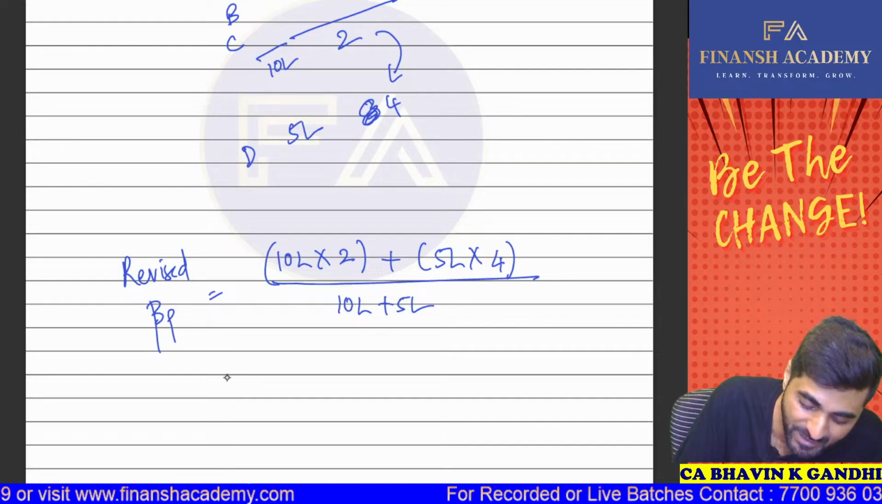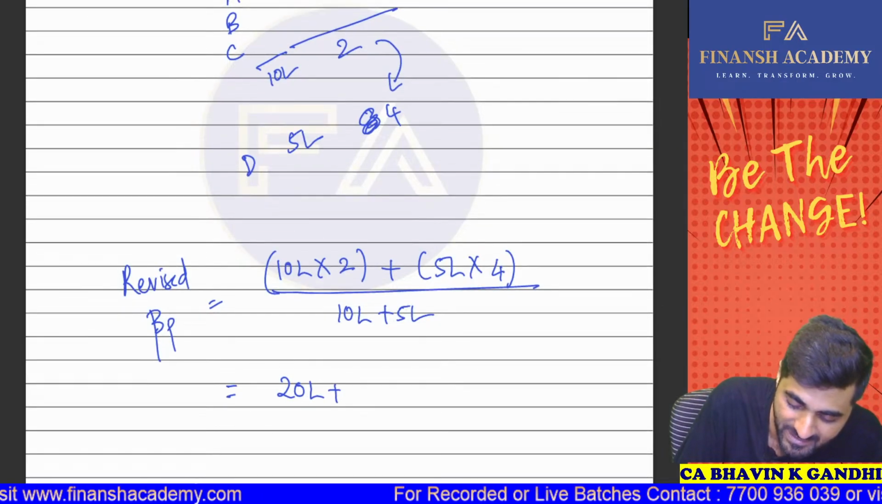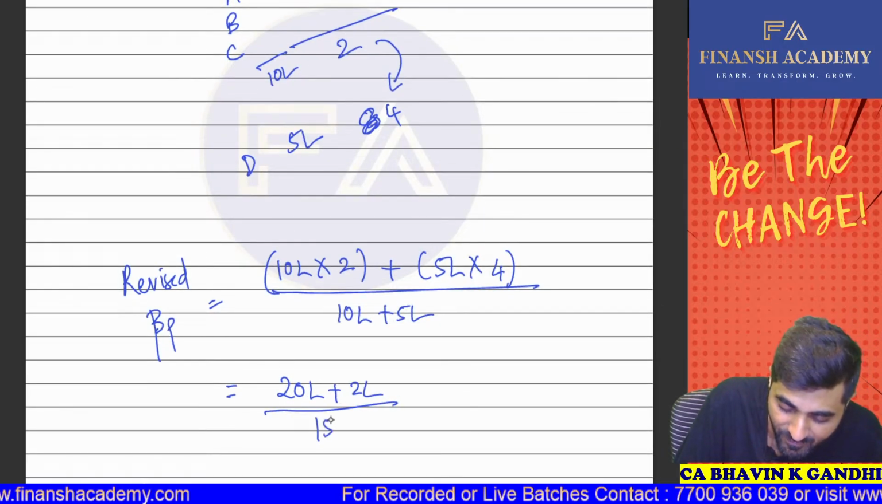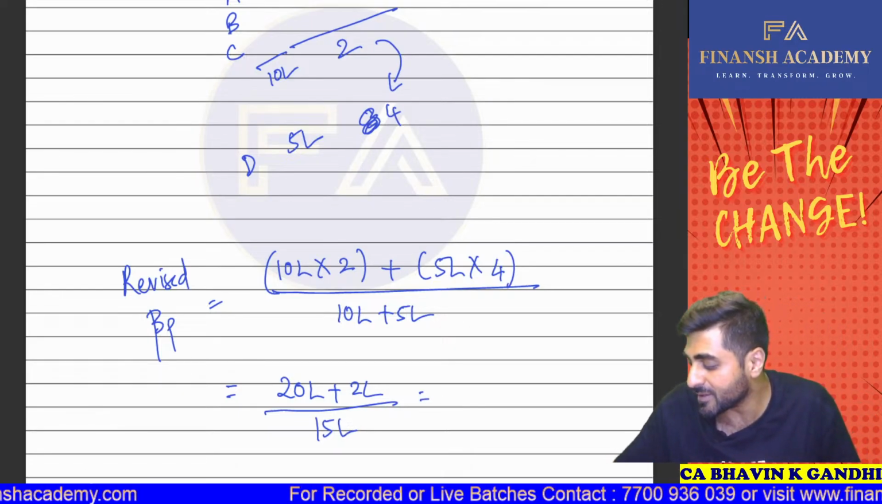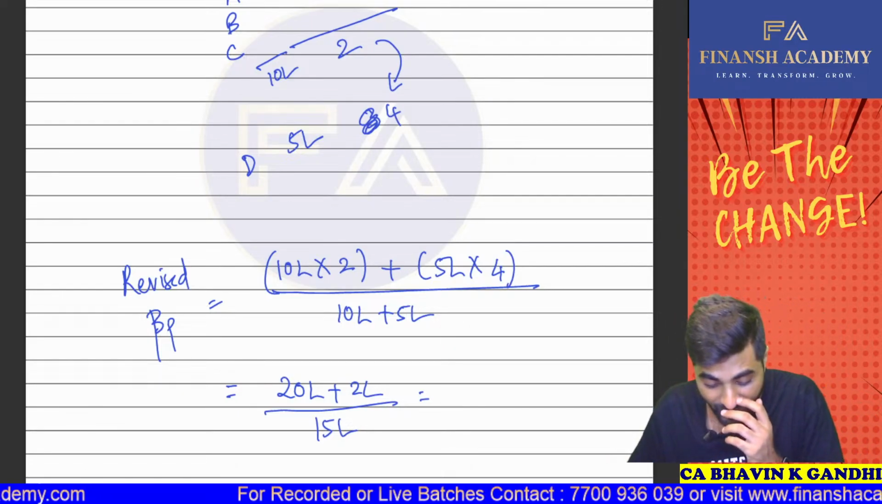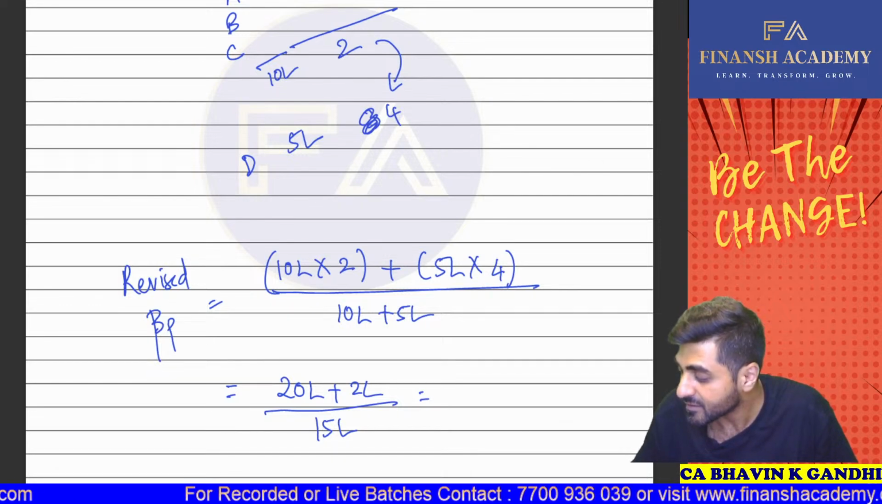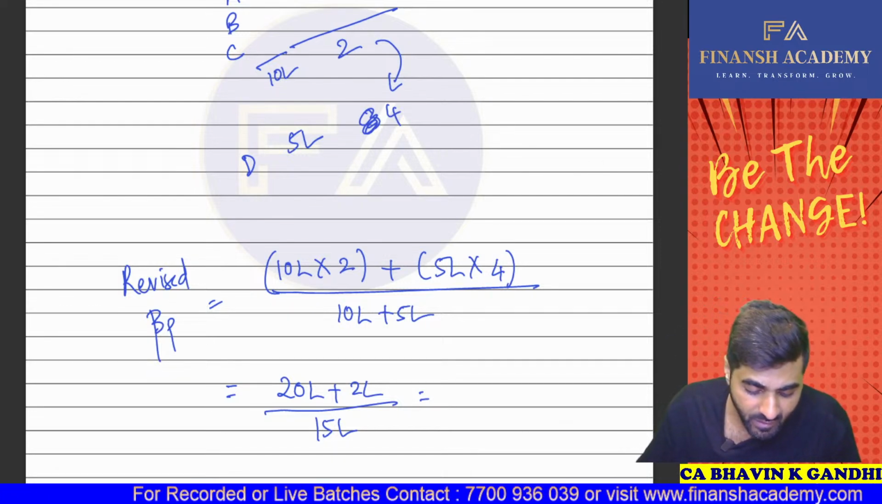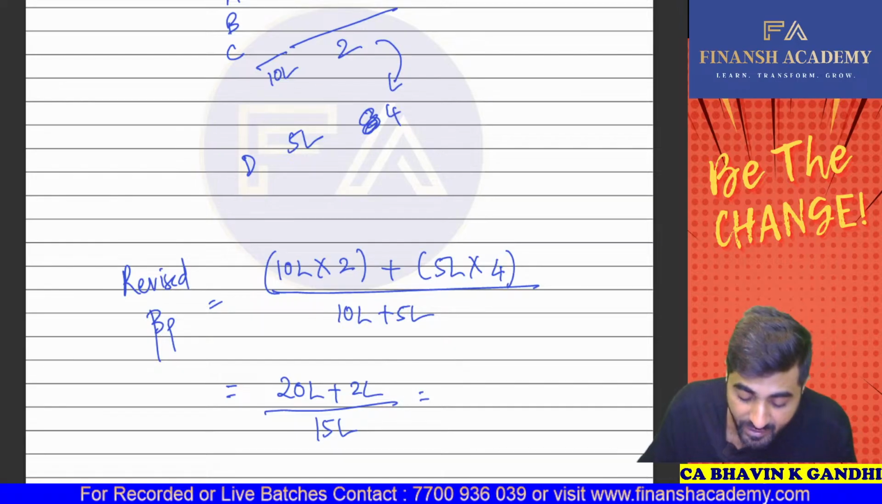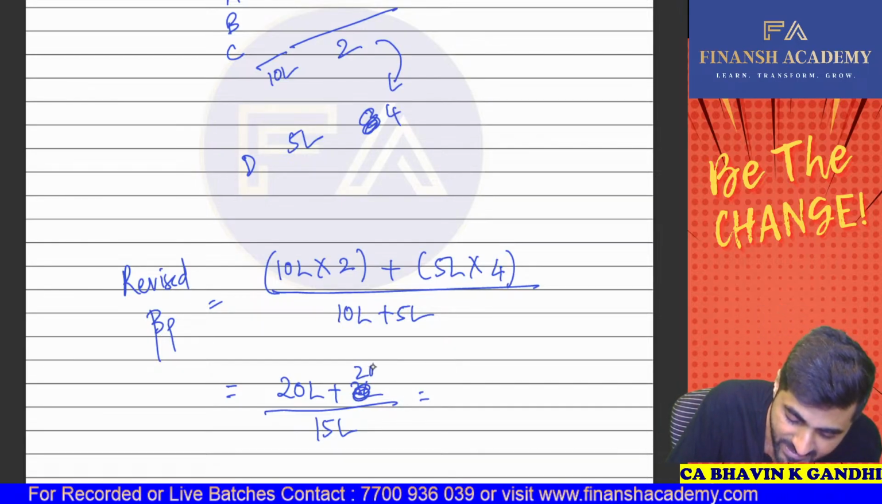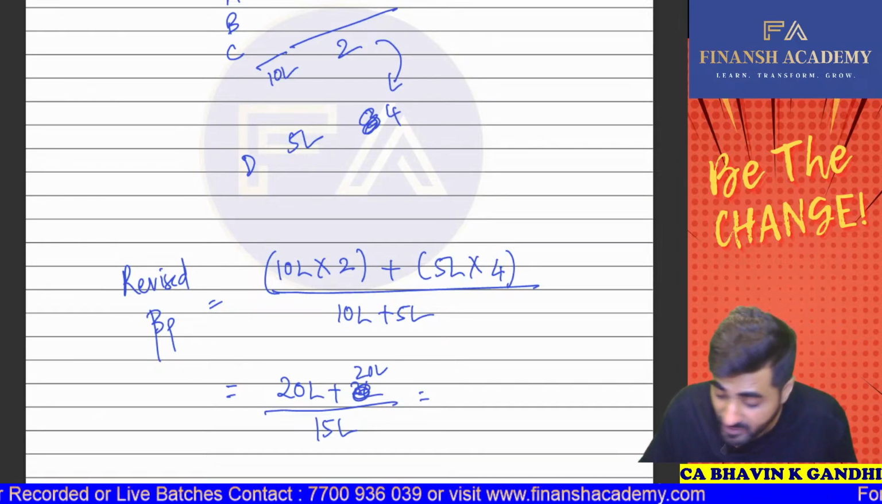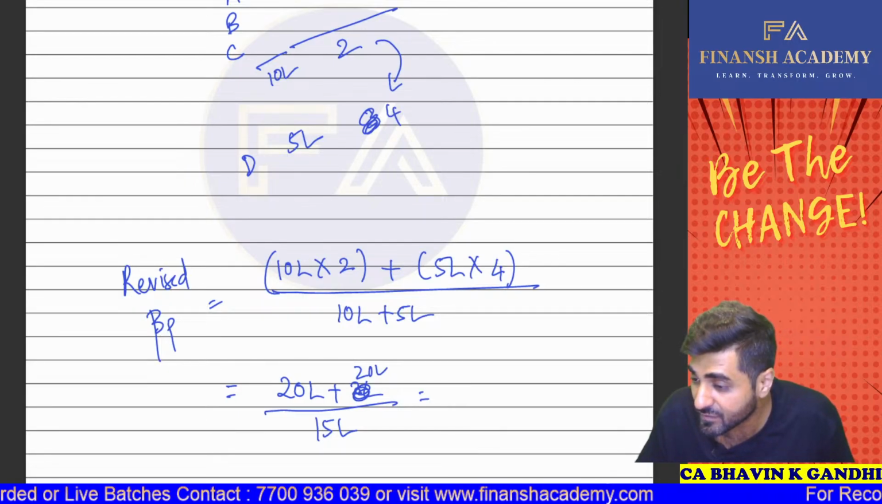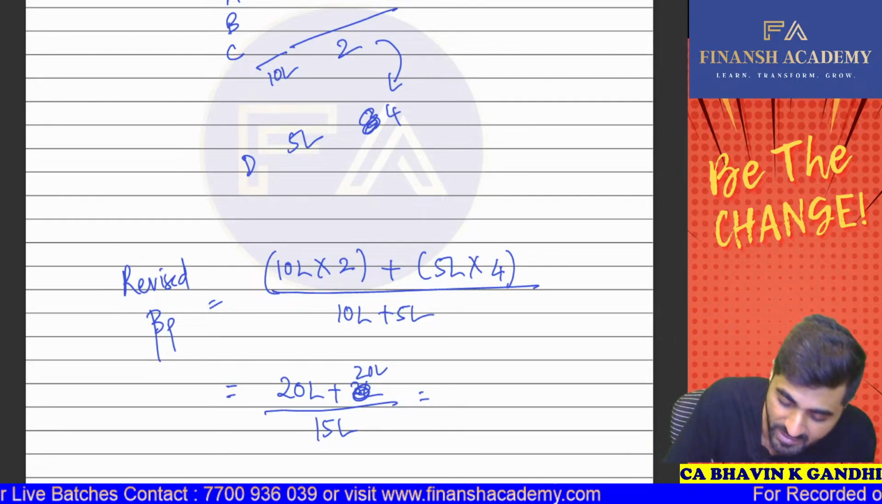So what will be my revised beta of the portfolio? This will be 20 lakh plus, sorry, 5 lakh into 4, that will be 20 lakhs. So ultimately, this will now be 40 lakhs, which I need to divide by 15. Eventually, this will give me 2.67.